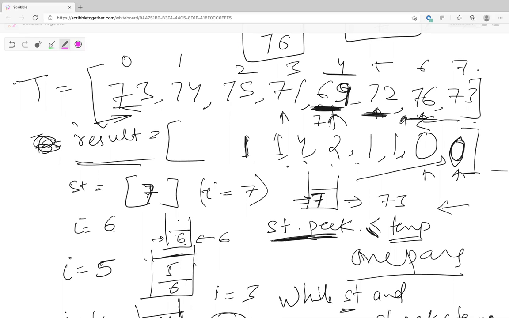I think you can still do it from the beginning, the same way. The only thing is the condition will change, the way you are handling the stack. You're using your index to build the stack. You can still go from the 0th index to the 7th index and still get the right answer. The only thing is your condition will change: what are you going to pop out from the stack?